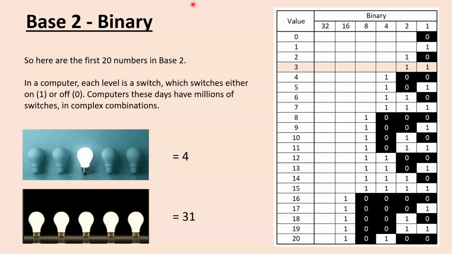So let's try and work out how these binary systems work. Here are the first 20 numbers in base 2. In a computer, each level is a switch, which switches either on, 1, or off, 0. Computers these days have millions of switches in complex combinations to do all this calculation so quick and to make your computer run. But let's not worry about that. Let's look at the simple principle of binary.